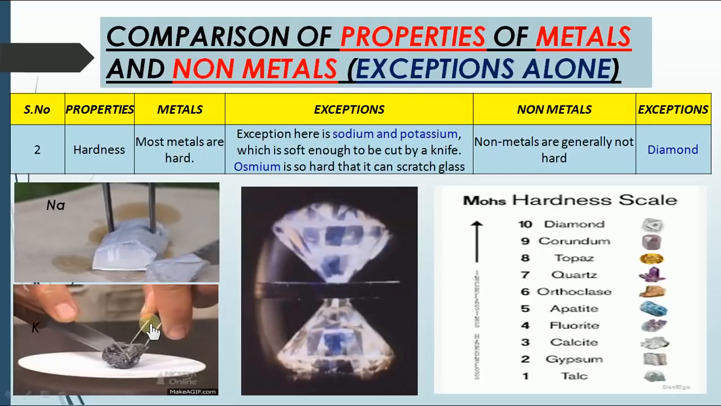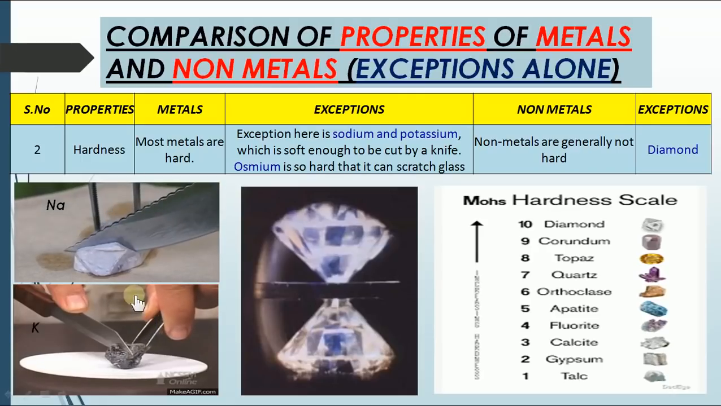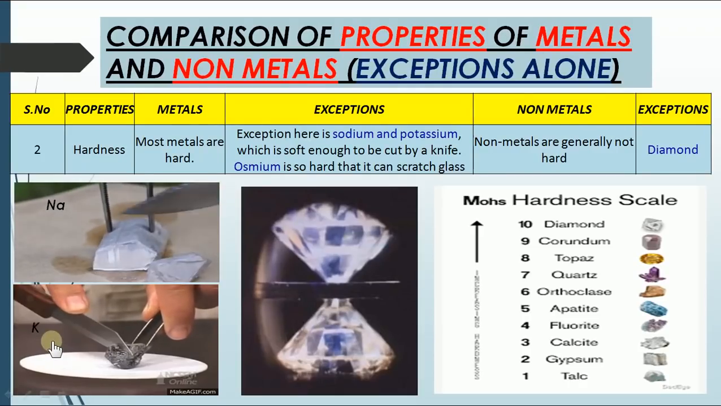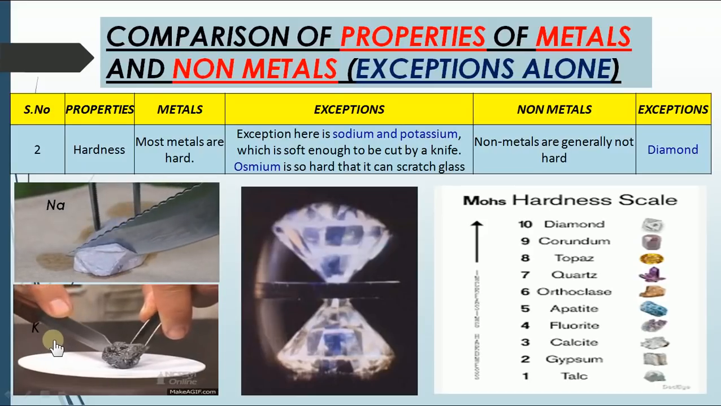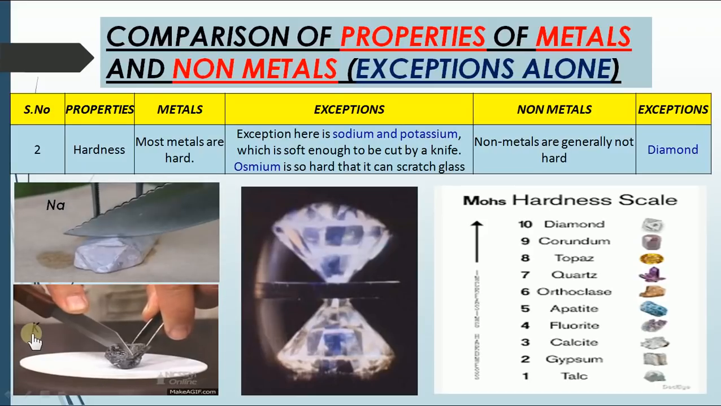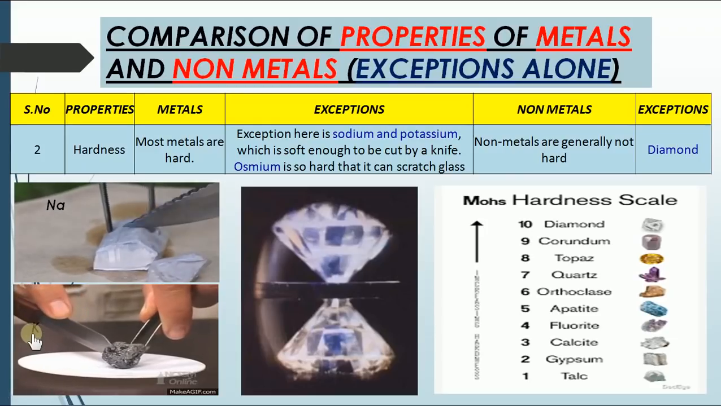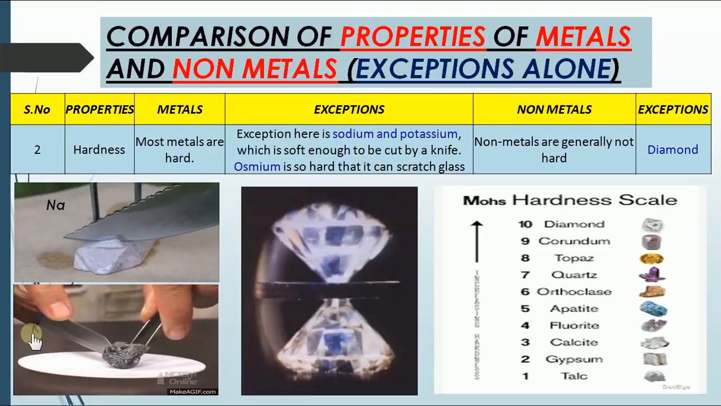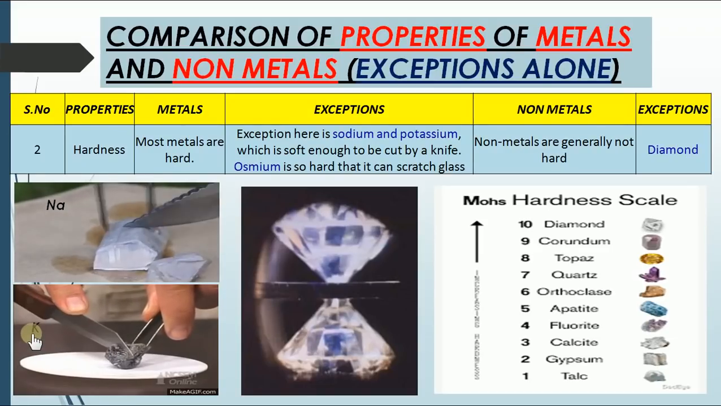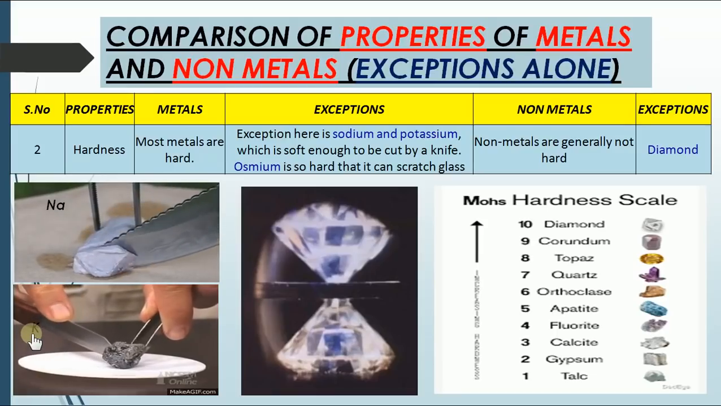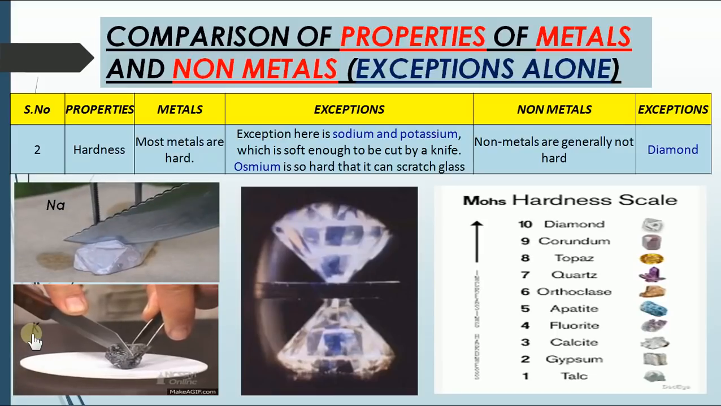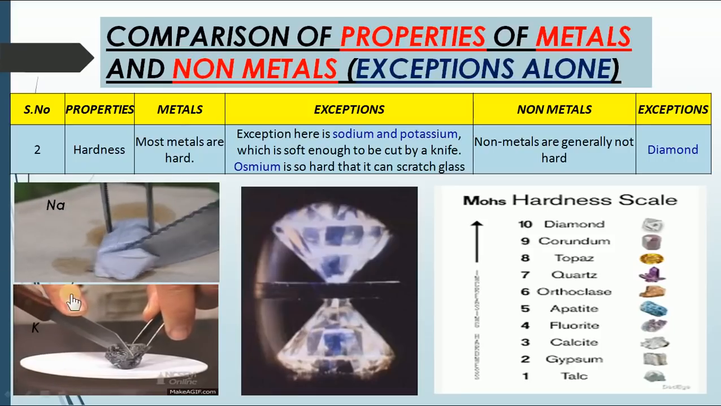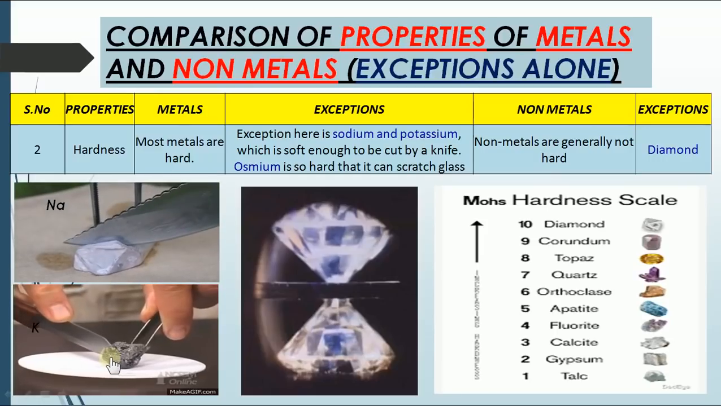One more interesting piece of information: these two metals are kept under kerosene because sodium and potassium react violently with moisture. Do we have moisture in our air? Yes. So when you keep these metals outside, they react with the moisture and catch fire or explode. In order to avoid that, we keep sodium and potassium under kerosene. So additionally you learn this.